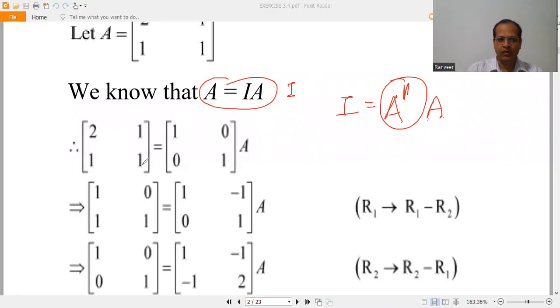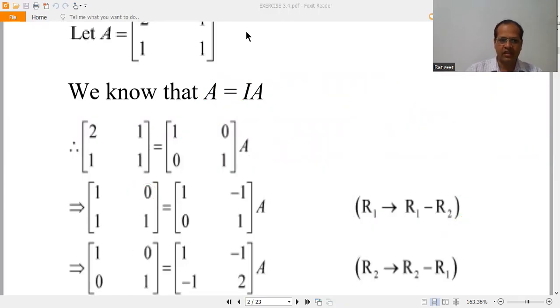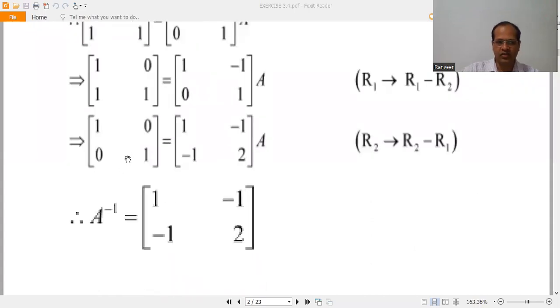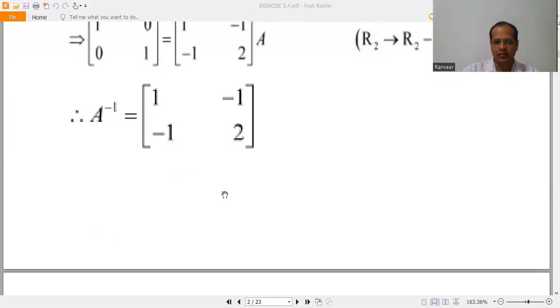So A value is 2, 1, 1, 1, 2, 1, 1, 1. And this I is the unity matrix 1, 0, 0, 1 and A. And after that, R1 minus R2 we will do. So this becomes 0. Our task is to bring the left hand side to 1001, and in the same way R2 tending to R2 minus R1, then this becomes 1001, and this is A, and A inverse is nothing but 1 minus 1 minus 1 2. This is the value. So this is the operation, step by step operation we have to do.